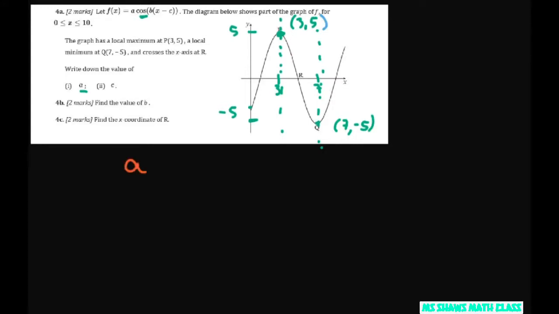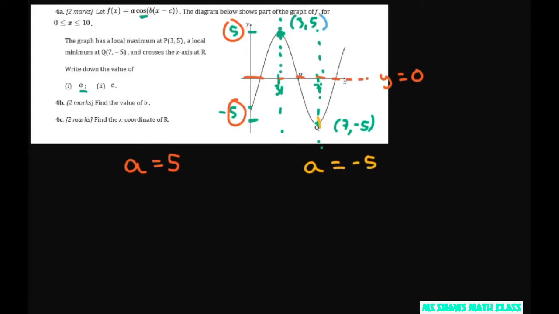So a equals 5, because all you're doing is adding these two numbers and dividing by 2. And that would be your center line, here is y equals 0. If you started here, then your a would be negative 5. So that would be acceptable on the IB exam. All right, what else do we have to do?